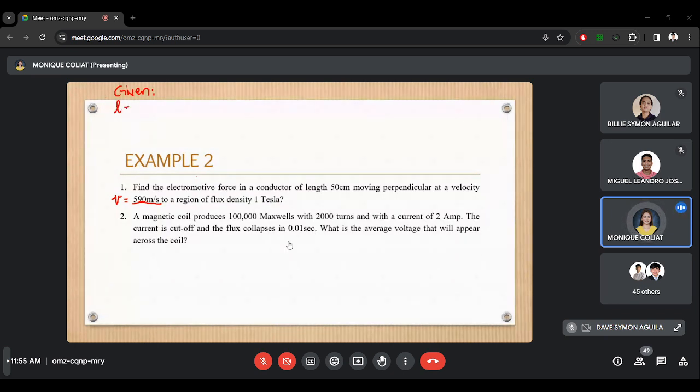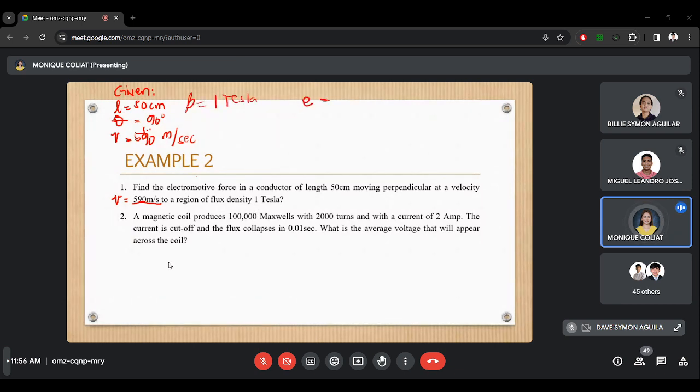Ano daw ang length? 50 centimeters. Perpendicular daw. What do you mean by perpendicular? What's the angle? Perpendicular. 90 degrees. Then the velocity is 590. Then, what else? Flux density, 1 Tesla.